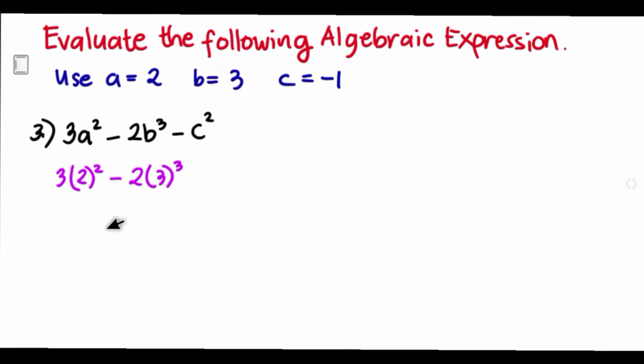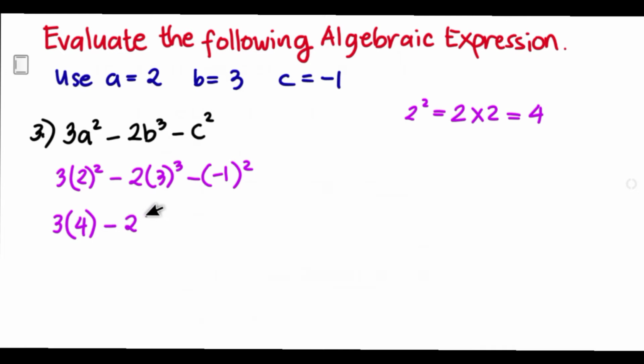Parang basketball lang, substitution. Yun. So, kung ano yung value ng variable, ipapalit lang po natin. Minus C, ang C po ay negative 1, then squared. So, next, that will be 3 times, ang 2 squared po, 2 squared means, gagamitin si 2 as a factor dalawang beses. So, 2 times 2. The answer is 4. Yan, so, lagay po natin dito.